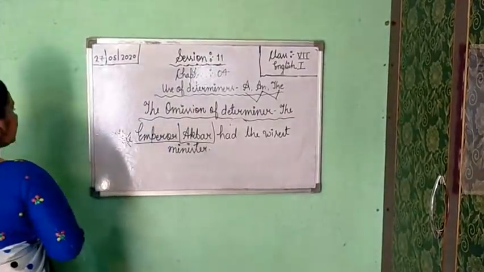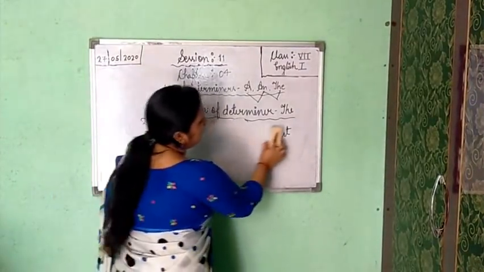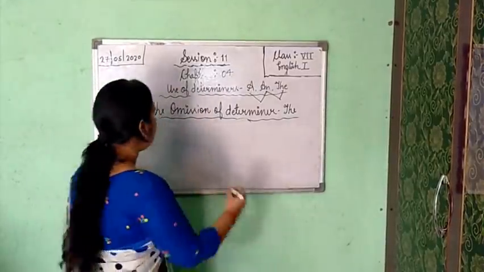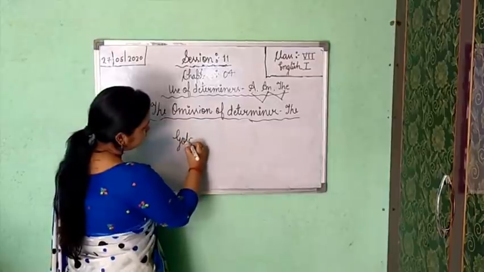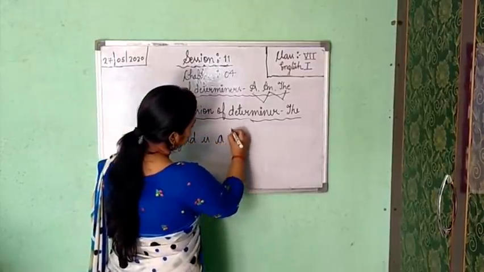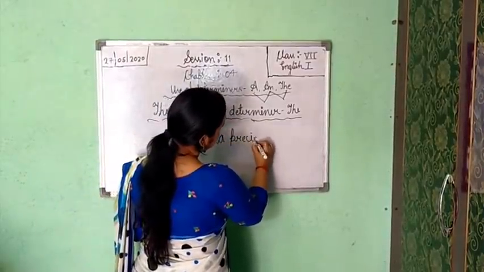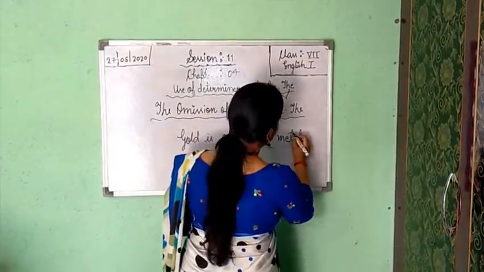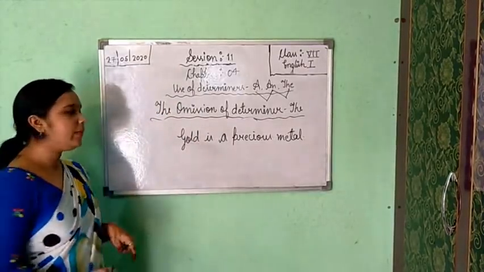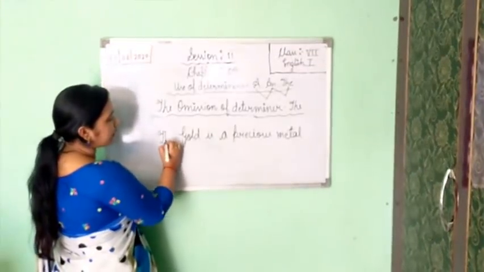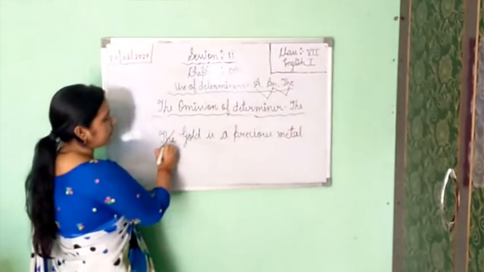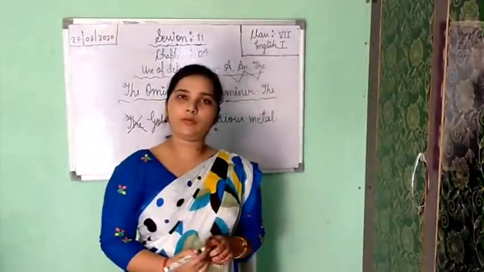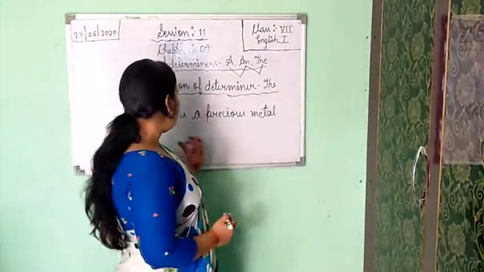Now the next point is, before a material noun you will not use the. Gold is a precious metal. So if you are saying "the gold is a precious metal," then you will not use the here, because before the name of a material noun we don't have to apply the.